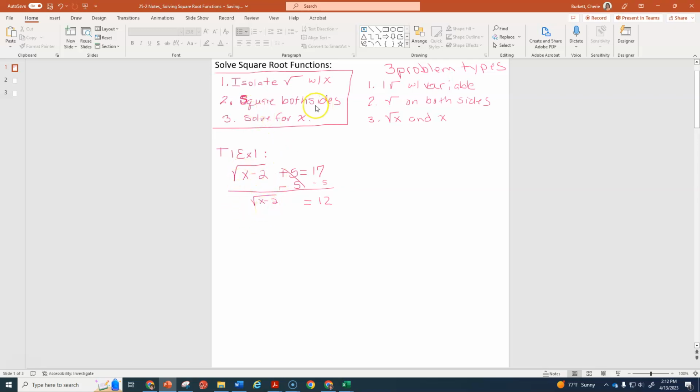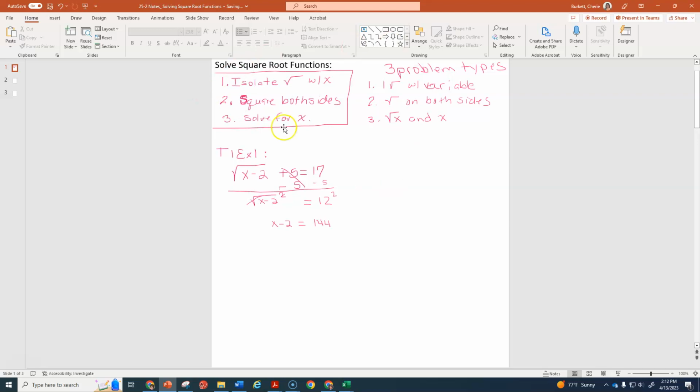So now I'm ready to square both sides. So you put the little square up here, you put the little square up there. The square and the square root cancel each other out, so the x minus 2 is now no longer under a radical. It's just x minus 2. And that's equal to 144, because that's what 12 squared is.